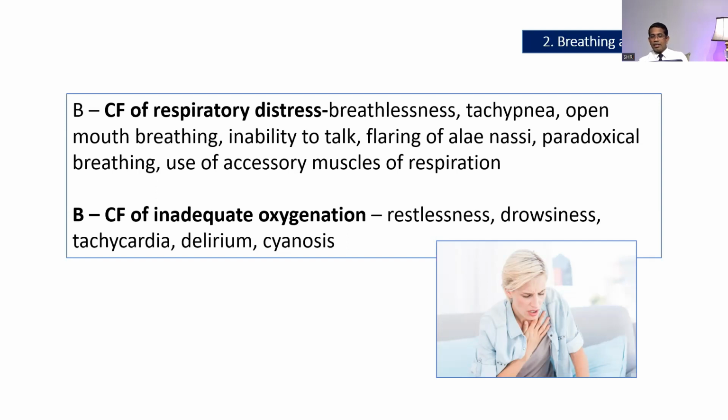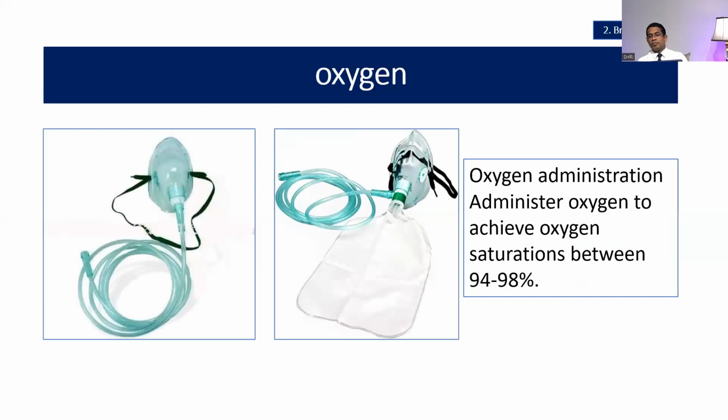And there are signs of inadequate oxygenation, which are: the patient might be restless and drowsy, might have cyanosis, delirium, and maybe tachycardia and tachypnea. In the respiratory system, or in breathing, what you're mainly going to assess is whether the patient is having respiratory distress and inadequate oxygenation signs, which are accompanied by assessing the respiratory rate as well as the saturation. If the patient is having respiratory distress, you need to apply oxygen.